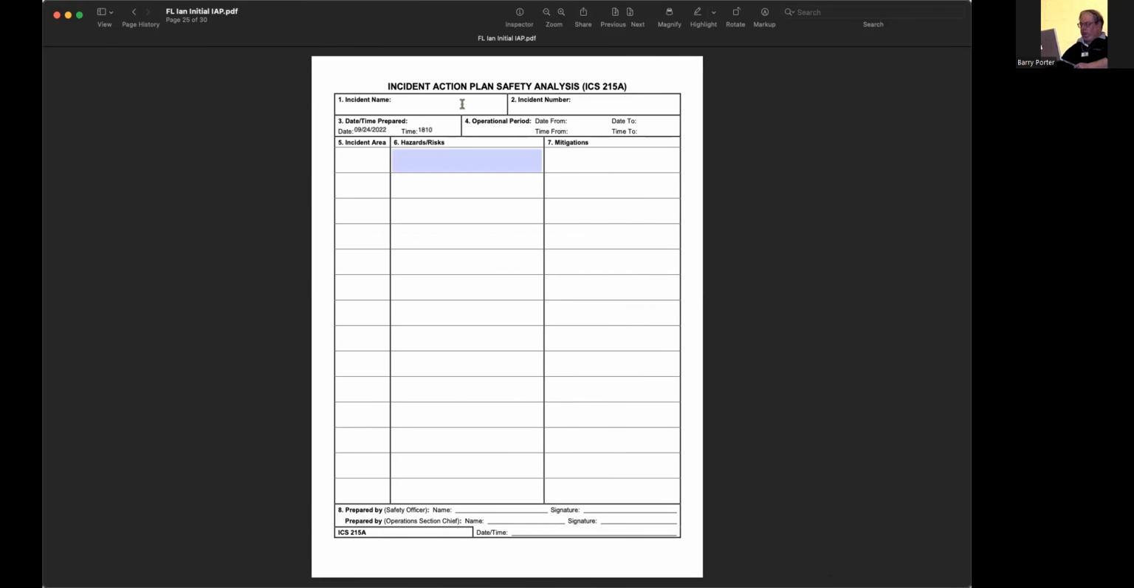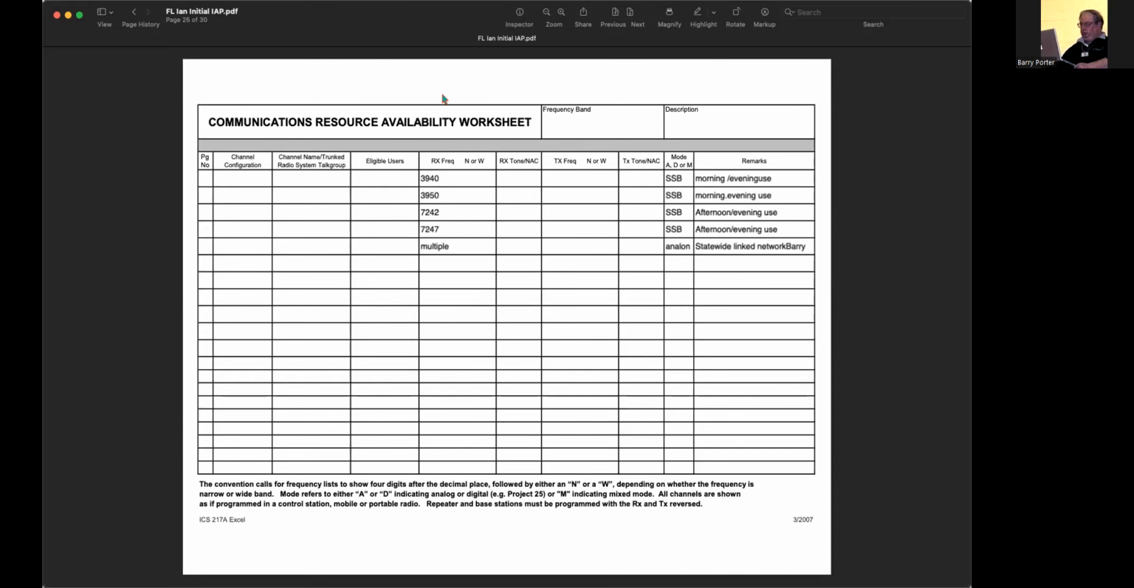And this is an incident action safety plan analysis, which is usually done after the incident, but it basically gives what incident happened, what the hazard was, and what the mitigation was, if there was a safety violation during the incident, and it's a way to keep track of that.